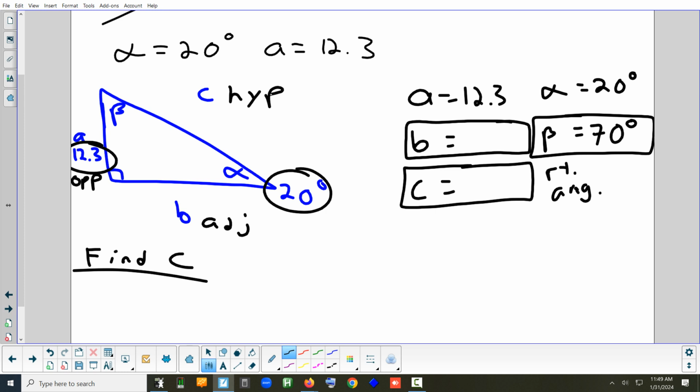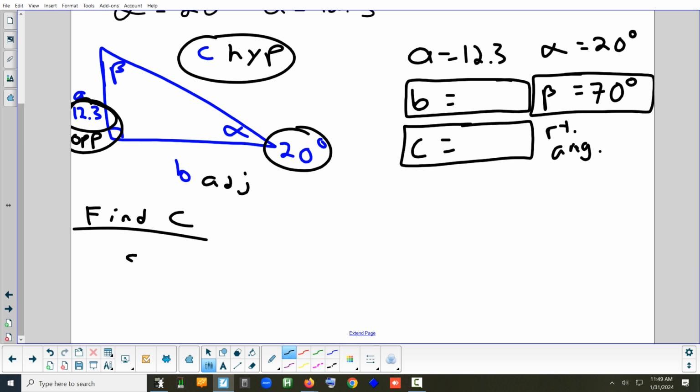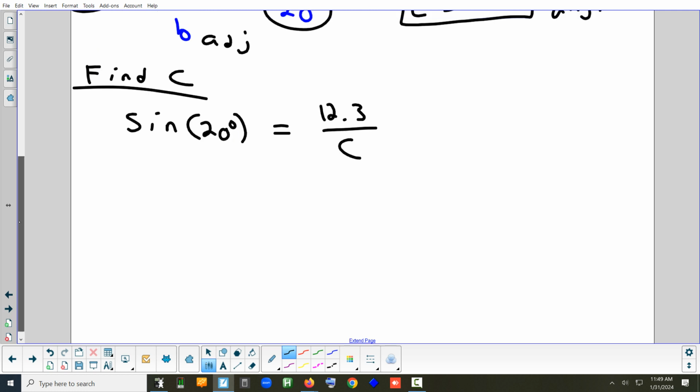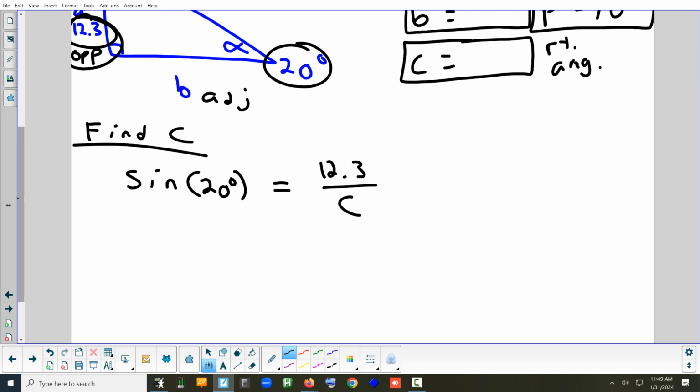So this time we want to find C. We need a trig function that has hypotenuse, and the one that we know is opposite. So what trig function has opposite and hypotenuse? Cosine is adjacent and hypotenuse. Sine. Yep. So you can always start to set it up just like that. Fill in your angle here. What's our angle? 20 degrees. And then the opposite is how much? 12.3. And the hypotenuse? C.